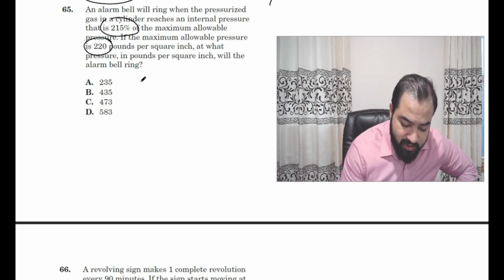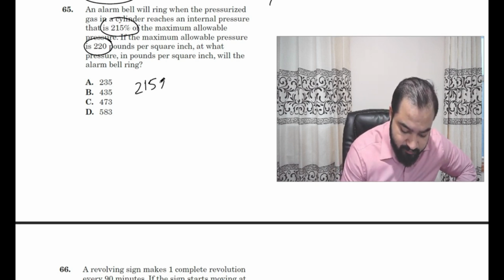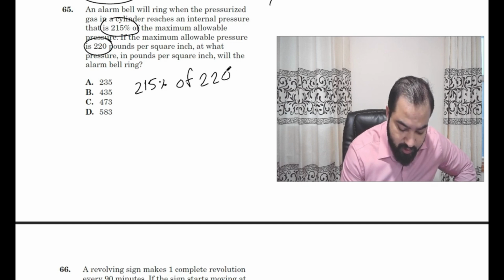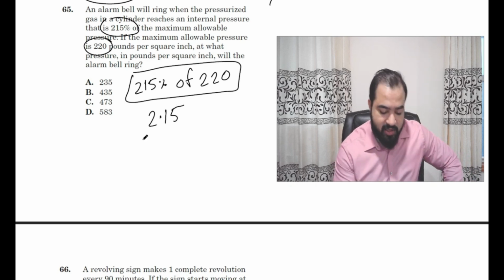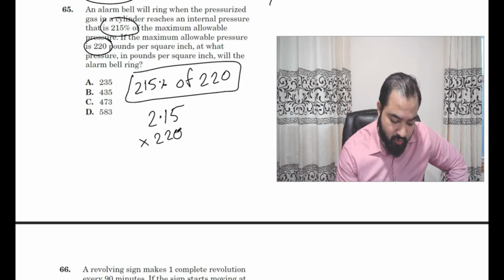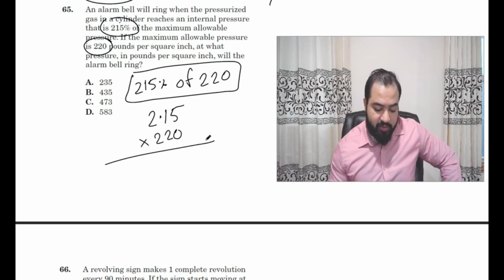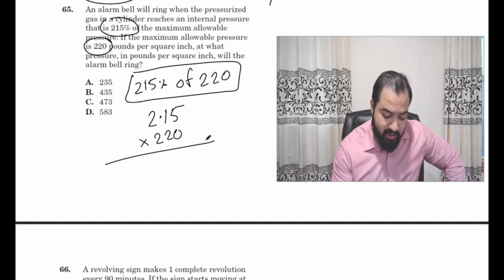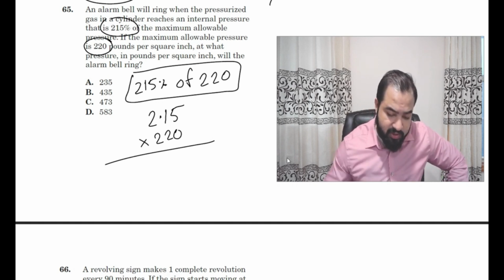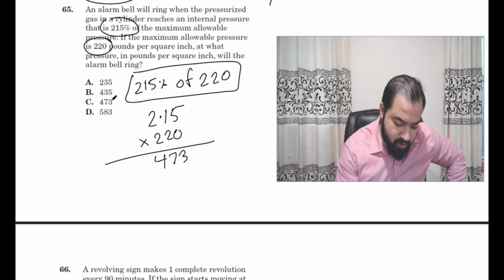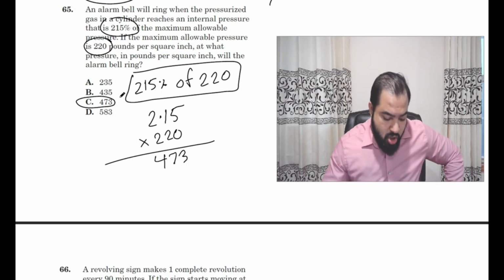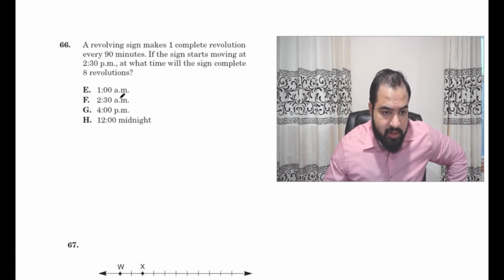So let's find 215% of 220. If you can just find this, it will be the answer. So 2.15, that's 215%, times 220, and that will be the answer. When we multiply, let's say that's 473. So that's the answer. All right, now let's go to question number 66.